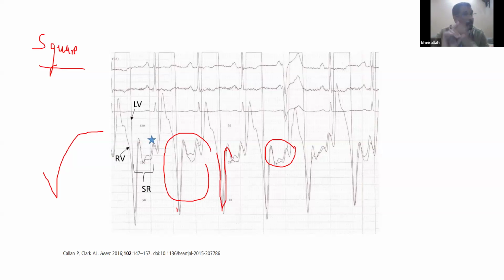So when you are looking for constriction, especially if you want to distinguish it from restriction, it's not only the matter of concordance and discordance, but also you look at the diastolic curve. If there is a square root sign and if there is equalization of the diastolic pressure between LV and RV, this is more in keeping with constriction than restriction.